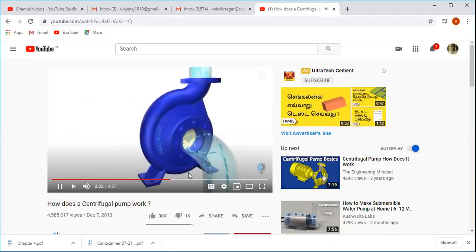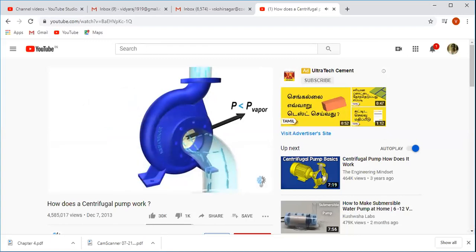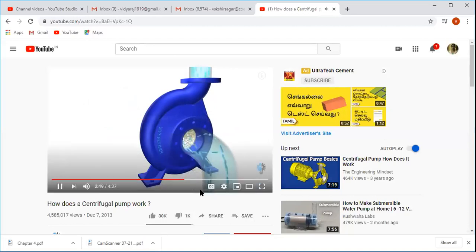If pressure at the suction side of the impeller goes below the vapor pressure of water, a dangerous phenomenon could happen. Water will start to boil, forming vapor bubbles and spoil the impeller materials over time. This phenomenon is known as cavitation.